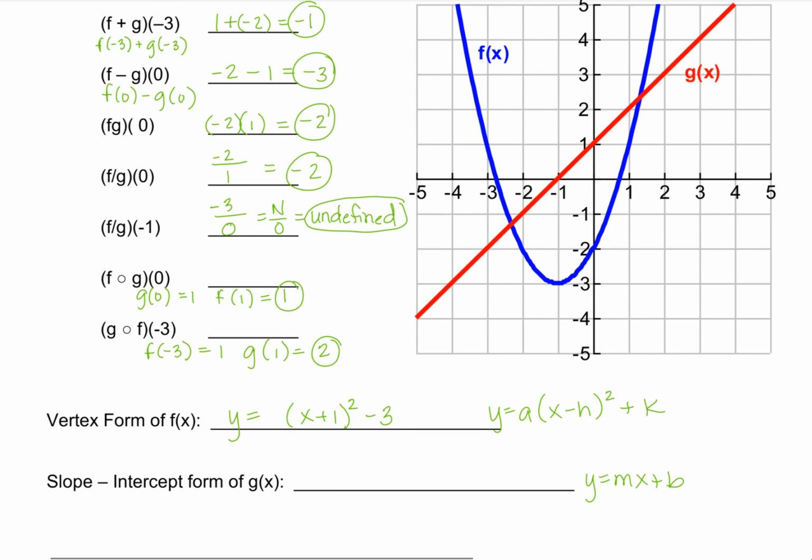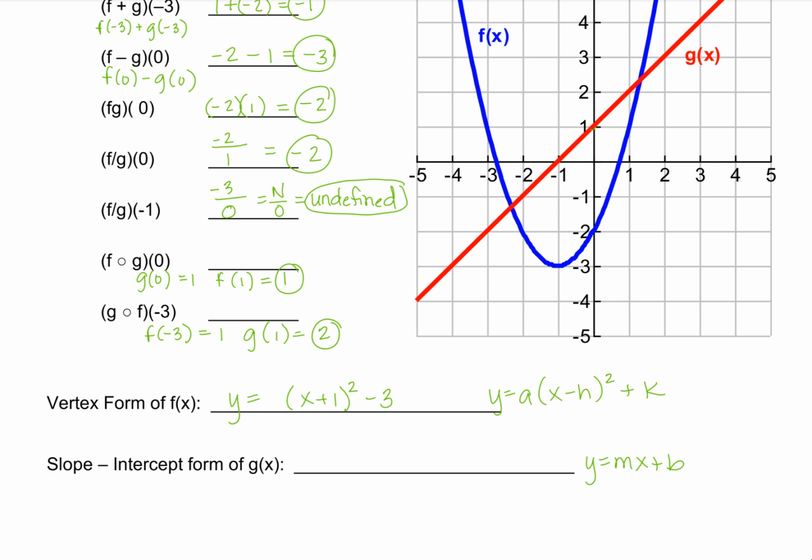All right, now slope-intercept form. Remember, I'm first looking for my y-intercept, which is at 1. So y equals plus 1. Then I need to find, is it up 1 over 1, up 1 over 1? Well, that's up 1 over 1, so that it's just 1x, or you can write it as y equals x plus 1.